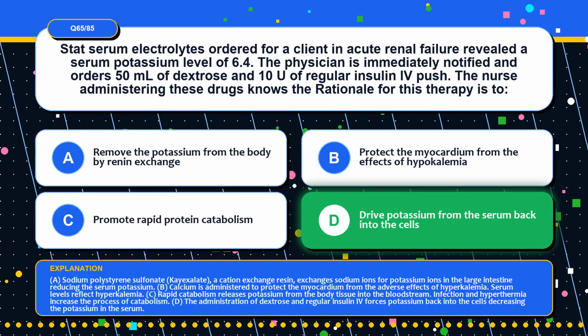A. Sodium polystyrene sulfonate, a cation exchange resin, exchanges sodium ions for potassium ions in the large intestine, reducing the serum potassium. B. Calcium is administered to protect the myocardium from the adverse effects of hyperkalemia. Serum levels reflect hyperkalemia. C. Rapid catabolism releases potassium from the body tissue into the bloodstream. Infection and hyperthermia increase the process of catabolism. D. The administration of dextrose and regular insulin IV forces potassium back into the cells, decreasing the potassium in the serum.